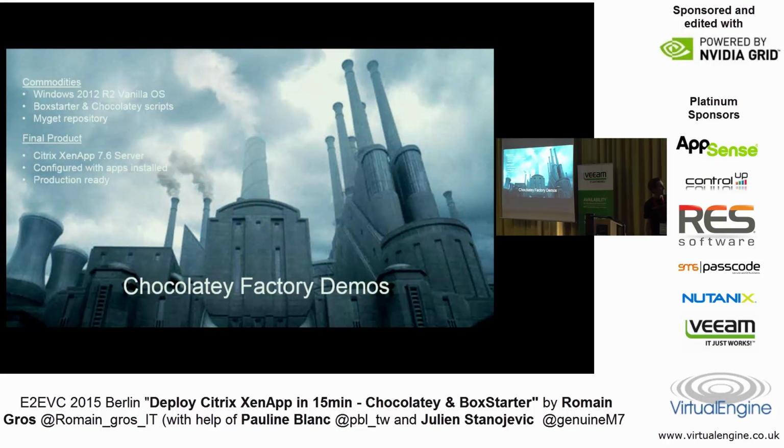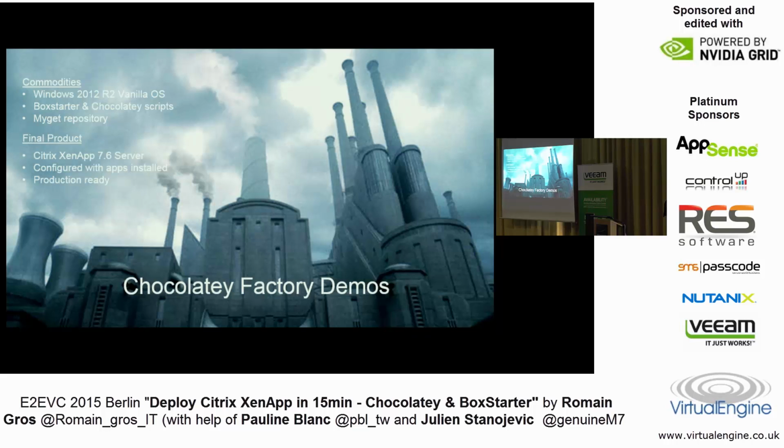This is it for the demo. We use a 2012 vanilla OS. You don't need any prerequisite or requirement except the Chocolatey script installed on the servers. If you want to install Chocolatey, you can go on the XenApp blog. We have topics where we explain how to install the Chocolatey script on servers. You need a NuGet repository on the machine with BoxStarter installed.